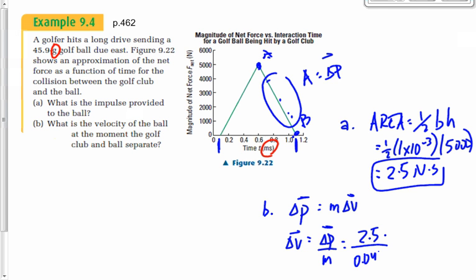So we're going to use that entire impulse divided by the mass of 0.0459, or 45.9 times 10 to the minus 3. And when we do that math, we should get 54.5 meters per second. Does that make sense?